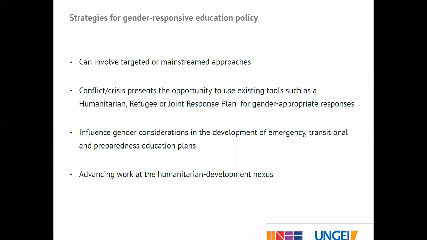In addition, these considerations are crucial to working at the humanitarian development nexus by making explicit linkages between longer-term gender equality objectives and shorter-term concerns that have more traditionally been linked to girls' and boys' access to education in humanitarian situations. Next slide, please.